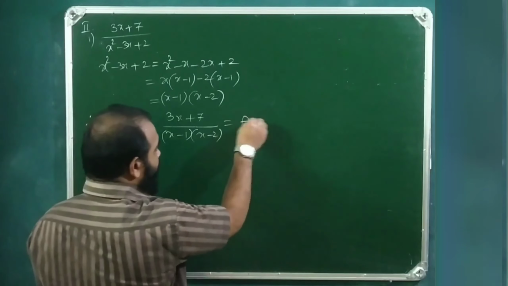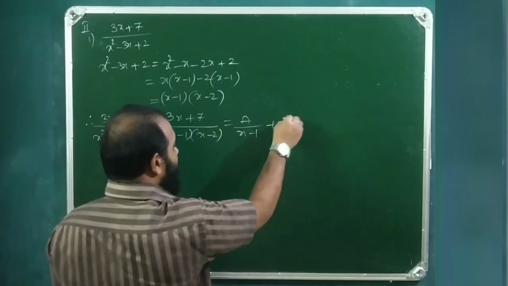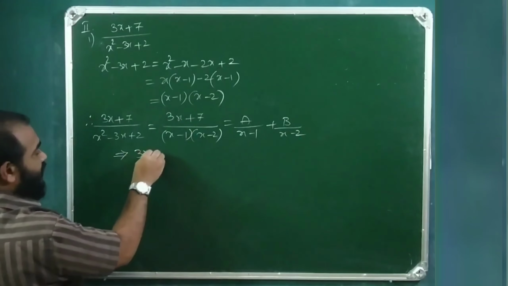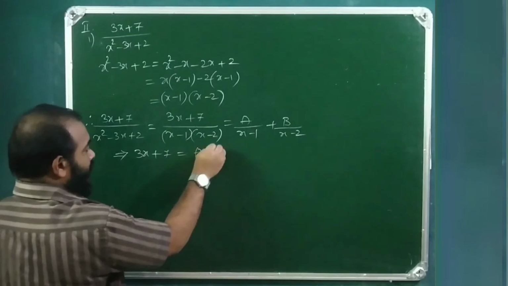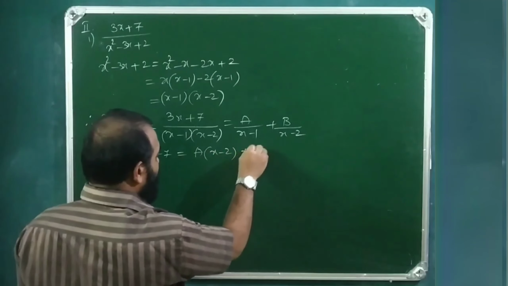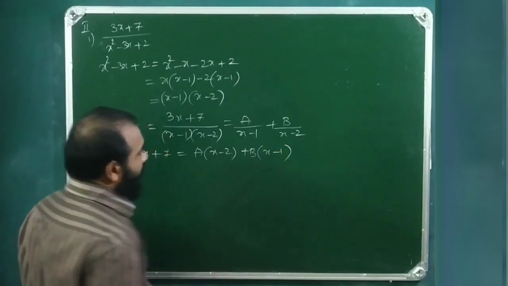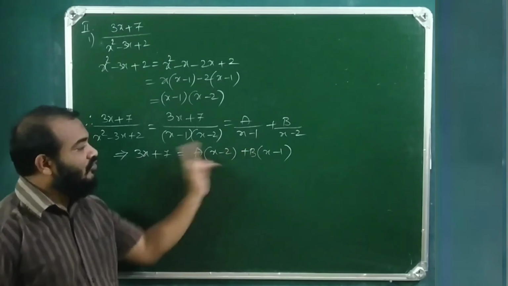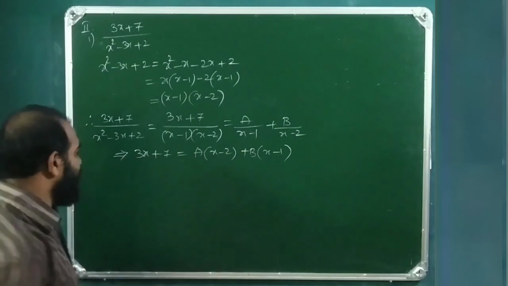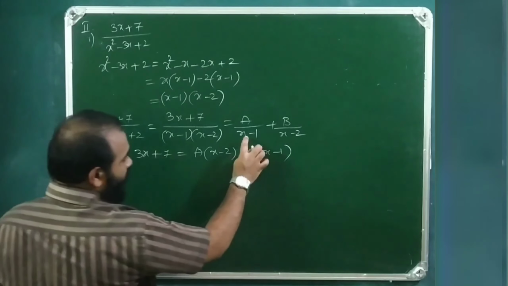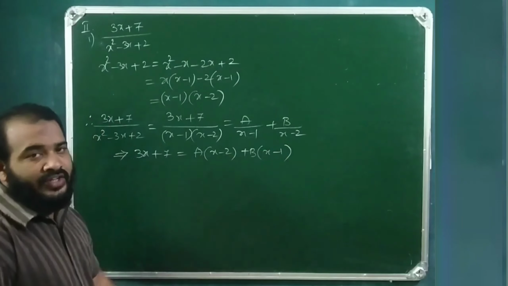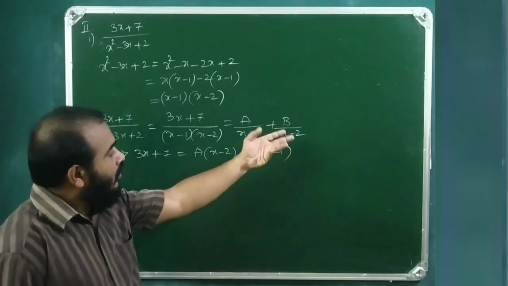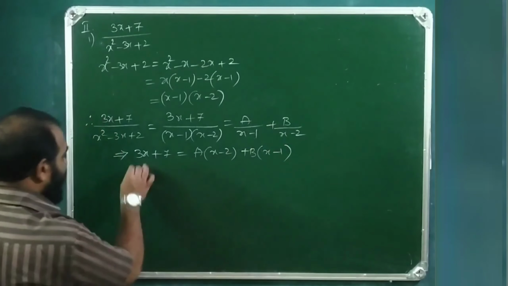So, a by x minus 1 plus b by x minus 2. So, this is equals to 3x plus 7 equals to a into x minus 2 plus b into x minus 1, taking LCM and cancelling the denominators on both the sides, we are getting this. So, x minus 1, x minus 2 are the two linear factors, x equals to 1, x equals to 2 are the roots.